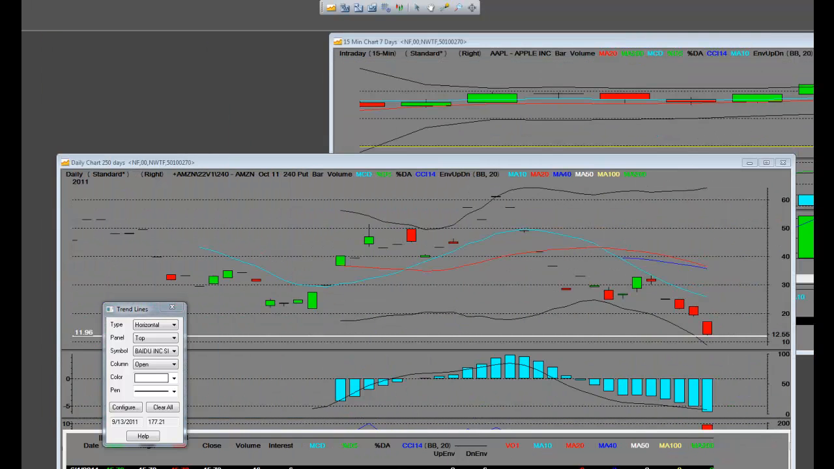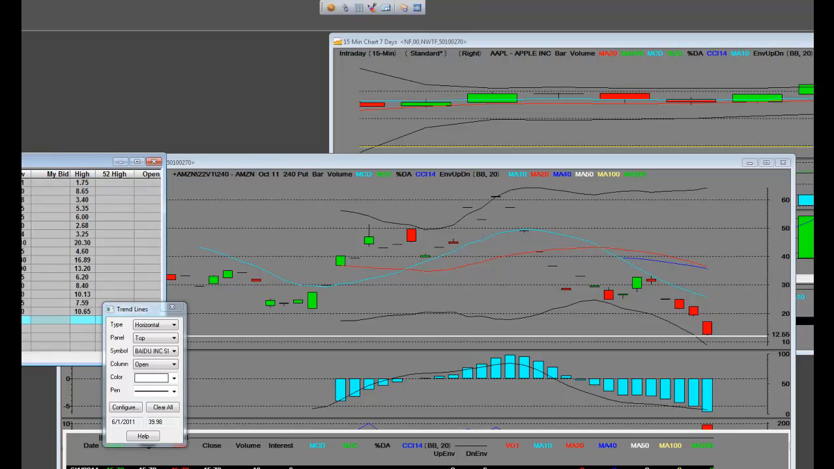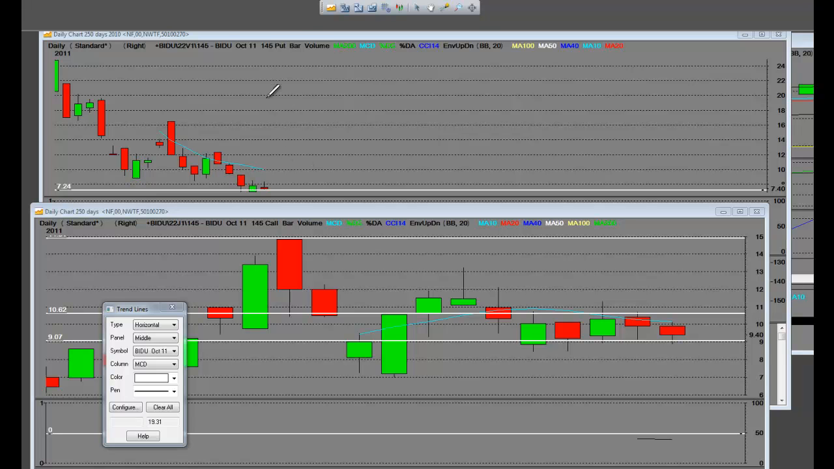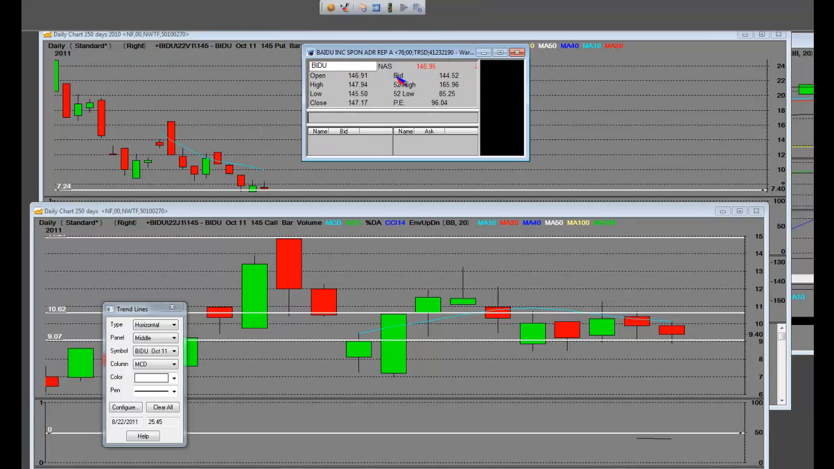Now we're going to get into what we call Baidu. So MMTs, take a screenshot. Here we have right now MMTs. It's a 145 put. And where did Baidu close? Well, let me show you. Baidu closed at 145.50. Made a high, made a low. I'm sorry, and the close was up toward, not at the high, but 147.17.